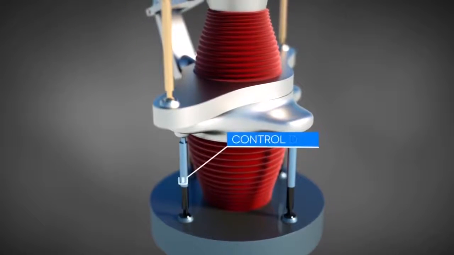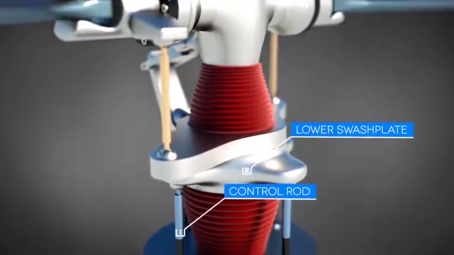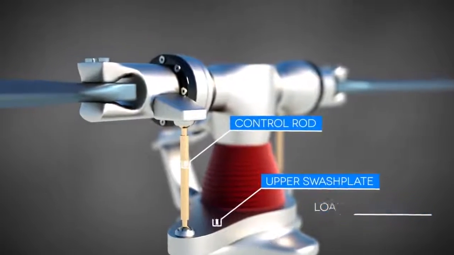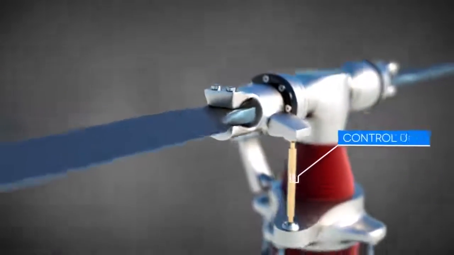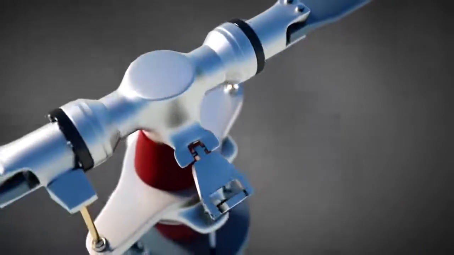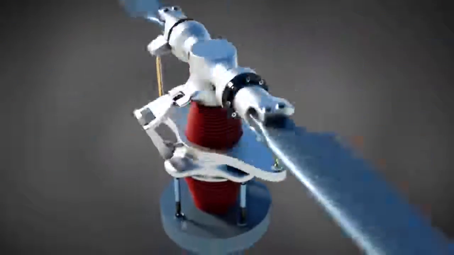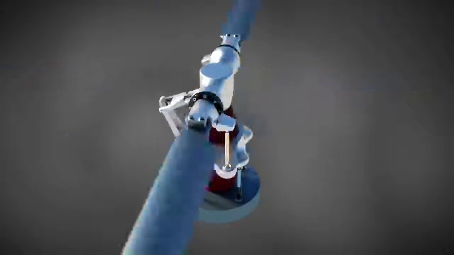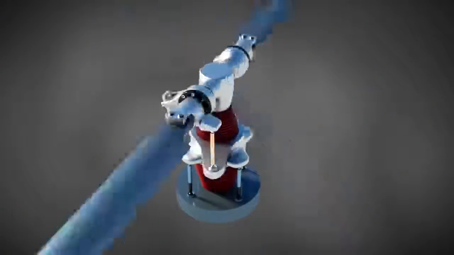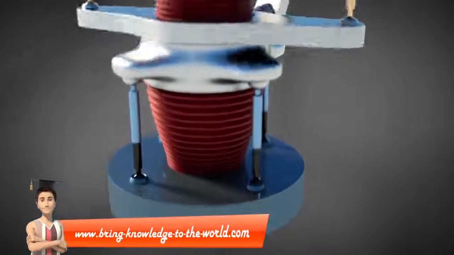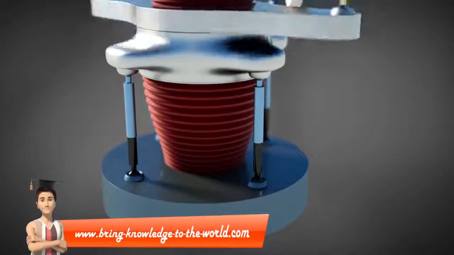4 control rods are connected to the lower part of the swash plate. The upper part of the swash plate is linked to the rotor blades through other control rods. The rotor hub, or the mast, is connected to the upper swash plate via a driver. That way, the swash plate moves with the rotor hub. The lower part of the swash plate, however, is fixed. The lower part can be adjusted by the pilot through 2 different control systems.